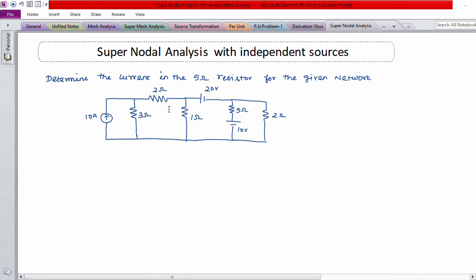Step 1: first we have to identify the number of nodes in the given circuit and assign one node as a reference node. By default we can select the bottom node as the reference node and we have to assume the remaining nodes. Let V1 be the voltage at node 1, V2 be the voltage at node 2 and V3 be the voltage at node 3. So in this case node 2 and node 3 form a supernode.